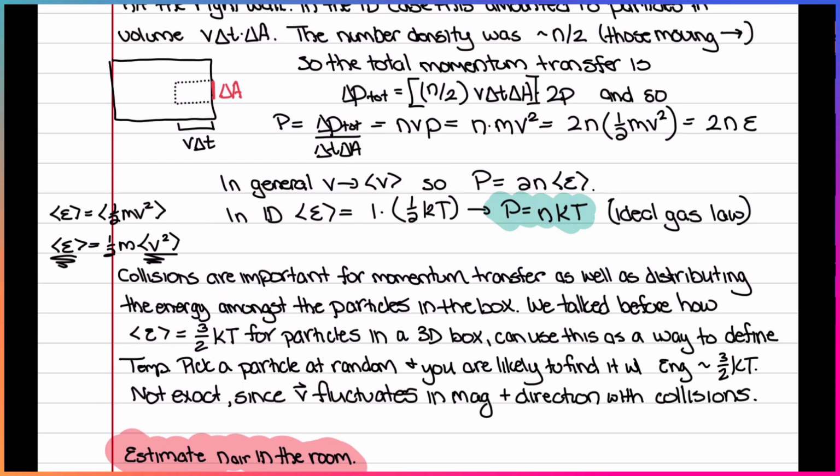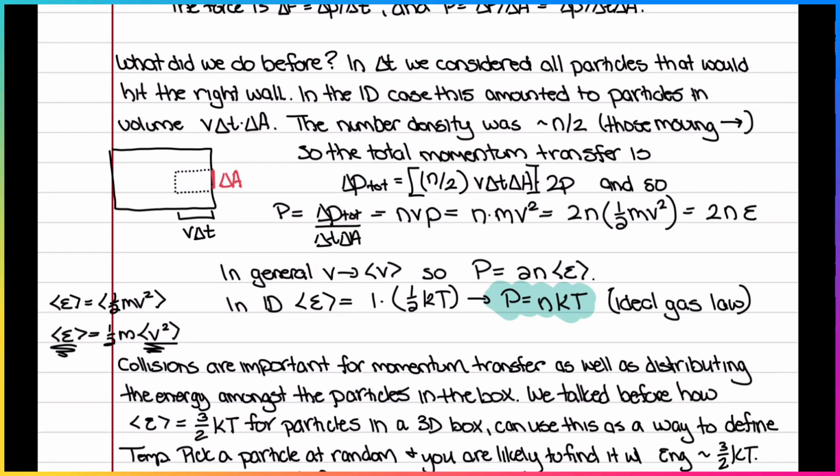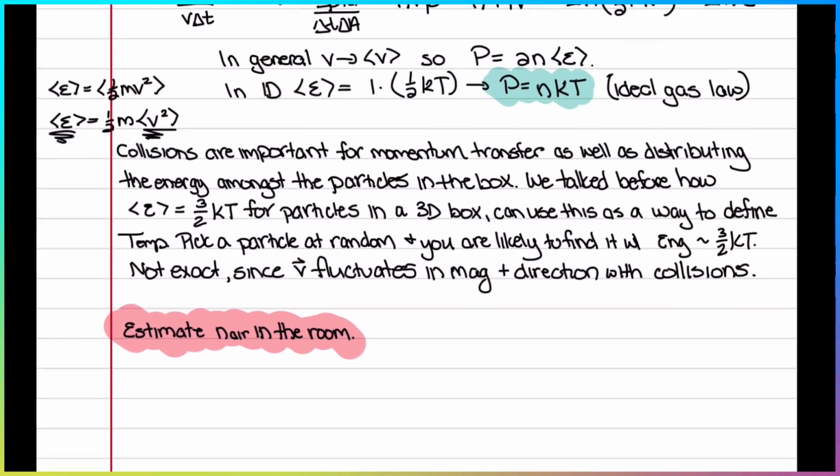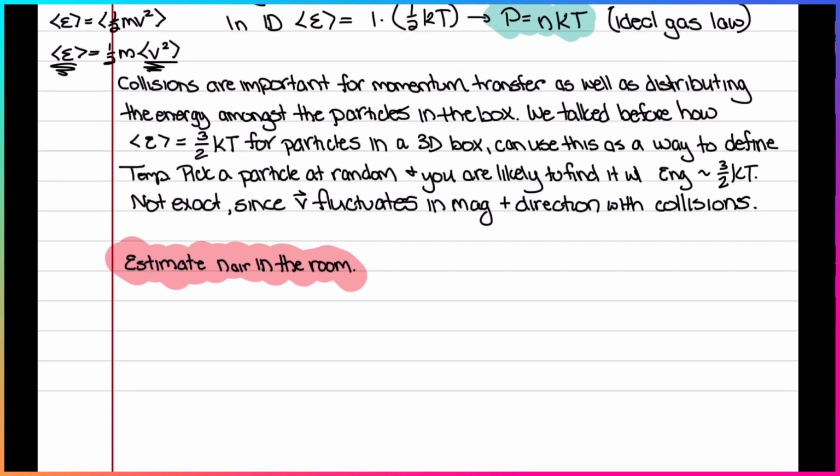So in this case, since everything's moving in just 1D, the average energy per particle we would expect to be 1/2 kT, which then, when you plug all this in, gives that the pressure goes as nkT, which is the ideal gas law. This is sketched out in 1D, but when you do this more carefully, it also holds in 3D as well. So that's an idea of building our understanding of what pressure is. Things are hitting things. Collisions are important for momentum transfer, and this is also how energy is distributed amongst the particles.